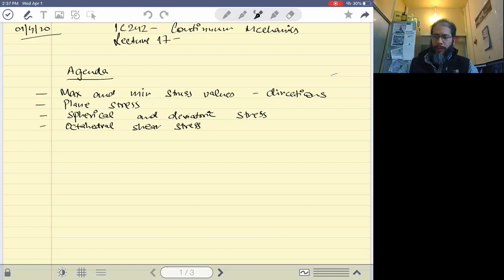It's a very common practice to split the stress tensor into two parts. The first one called spherical, and the second one called deviatoric. And then finally, we'll talk about the octahedral shear stresses, which again are very common in the discussion in continuum mechanics.